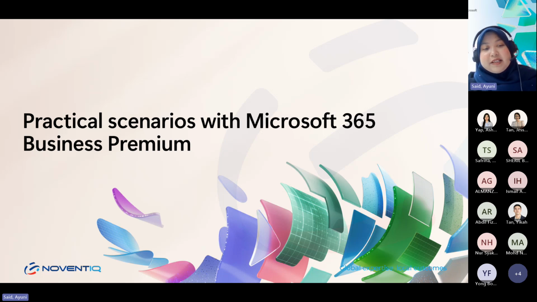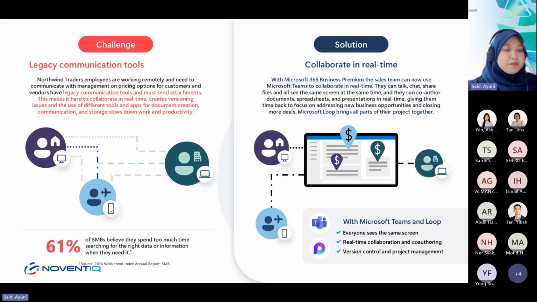But with an enterprise license like M365 E3, M365 E5 or EMS, it is also achievable with the one that I will explain shortly. So the practical scenario with Microsoft 365 Business Premium is how we can change legacy communication tools to ones that collaborate in real time. I believe everyone that has M365 E3, E5, or even O365 E3 or E5 has these already.